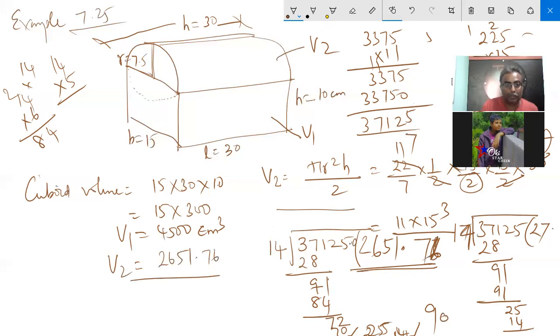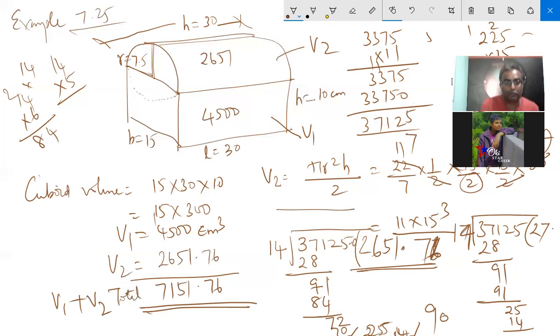2651.76. Total volume is equal to volume 1 plus volume 2. So this volume is 4500. This volume is 2651. So total volume is 51. 6 plus 5, 11. 4, 5 plus 1, 5. 5 plus 2, 7. Okay. So this is the total volume. All right. Yes, sir. That's the answer. You got it. There was some problem in the calculation. That's all.